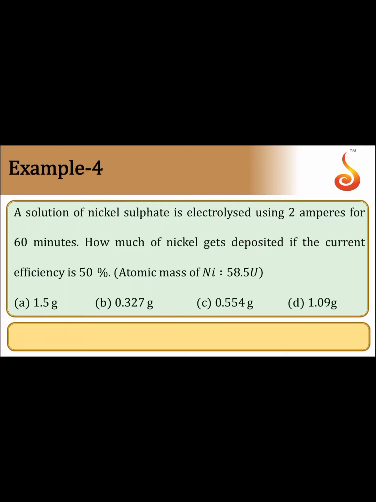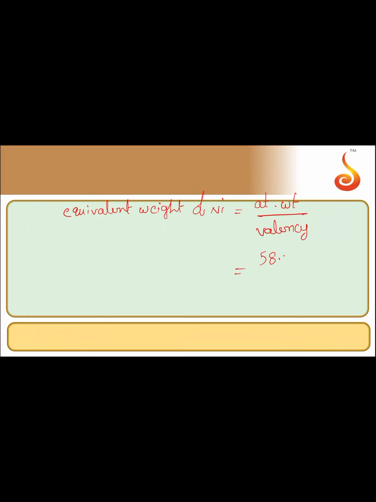First, we'll calculate the equivalent weight of the nickel. Equivalent weight of nickel is equal to atomic weight by valency. Here, atomic weight is 58.5. Valency of the nickel in nickel sulfate, NiSO4, Ni plus 2, SO4 minus 2. So valency is 2. 58.5 by 2, that is 29.25 grams, is the equivalent weight of the nickel.